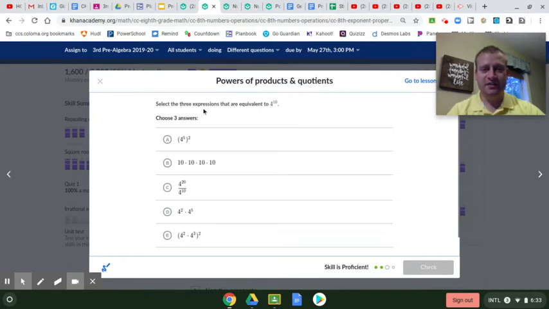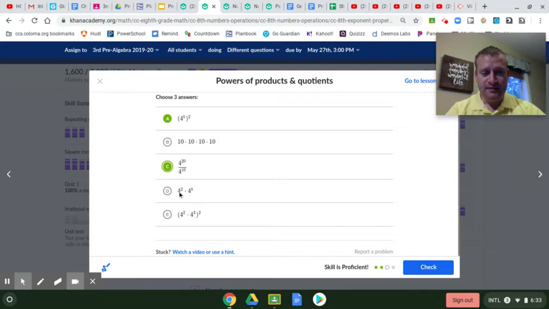So select 3 expressions that are equivalent to 4 to the 10th. 4 to the 5th to the second power, that's our rule of multiply the exponents. So that's going to be the same. 10 times 10 times 10 is 40. That's not the same. 4 to the 20th over 4 to the 10th. 20 minus 10 gives us 10. So that one's going to be correct.